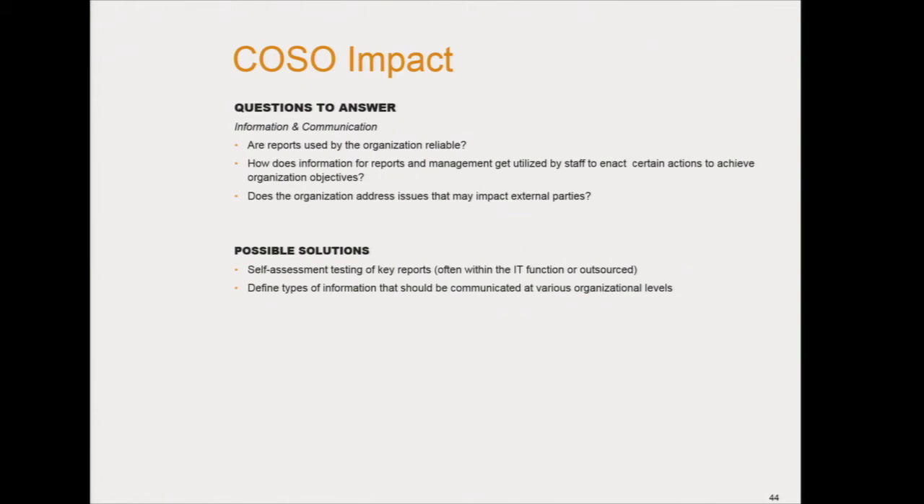When considering information and communication, looking at how the organization utilizes reports. Are the financial and performance reports produced reliable? This is especially critical when you have required reporting related to the TRIO grant itself. How is the information developed by the organization or the department utilized by the staff that receive the reporting? Does the institution address the issues that may impact the external parties? So again, performing a self-assessment, testing of key reports, and defining the types of information that should be communicated at the various levels.